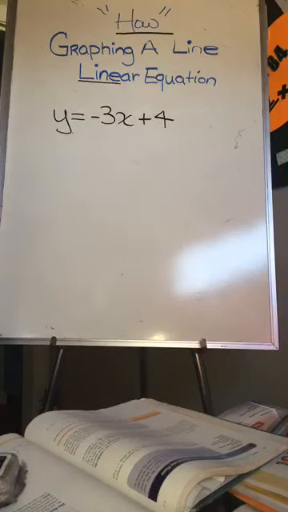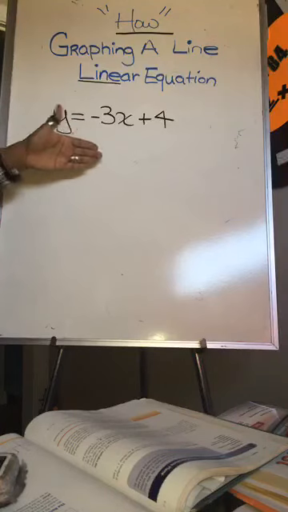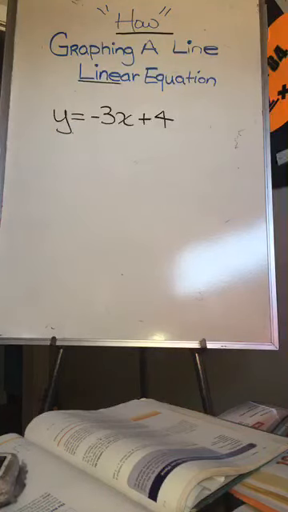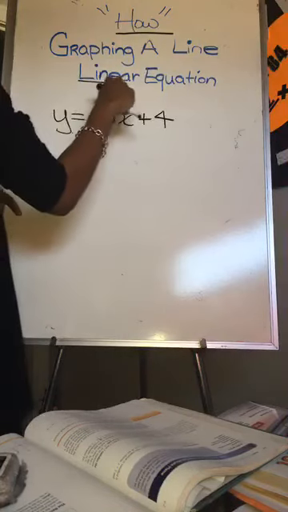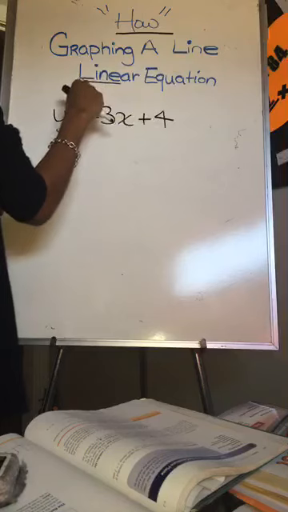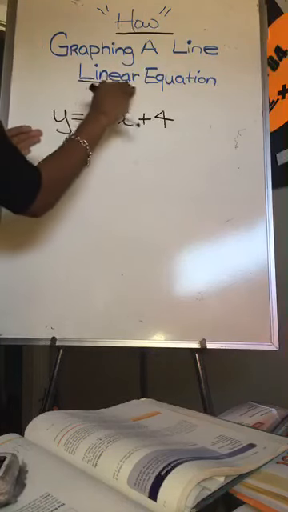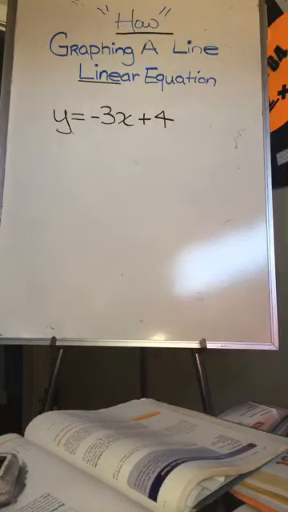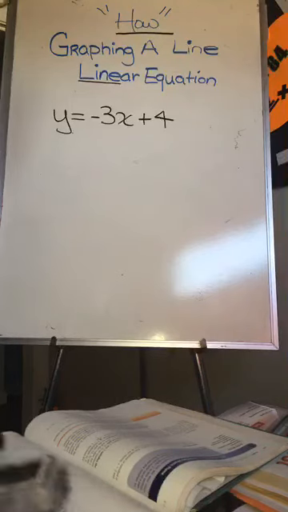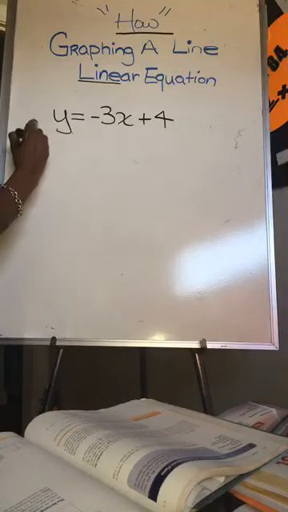Let me check my board here. So how do we look at this equation and know what to do so we can graph a line? Well, linear means that you're graphing a line. You see L-I-N-E? It is the root word in linear. I am big on vocabulary because you will find your answers in your definitions, your words, your terms, your vocabulary. So the first thing we need to do is create a table.